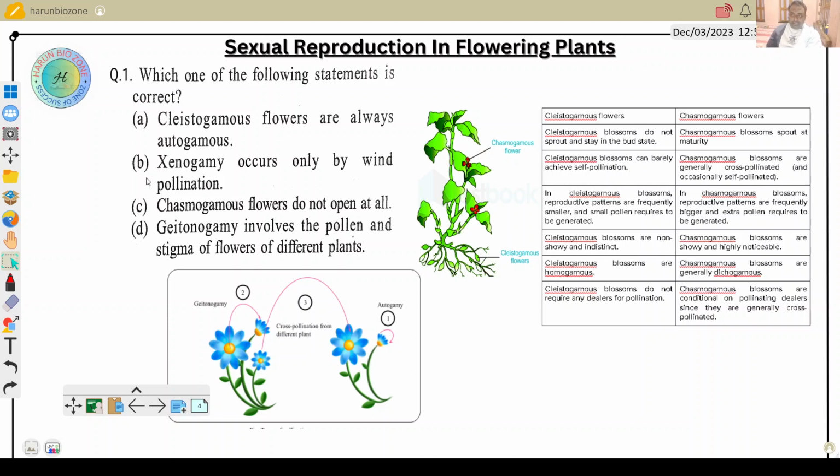So here the right answer is cleistogamous flowers. Cleistogamous flowers are always autogamous. Option A is right. Next question.